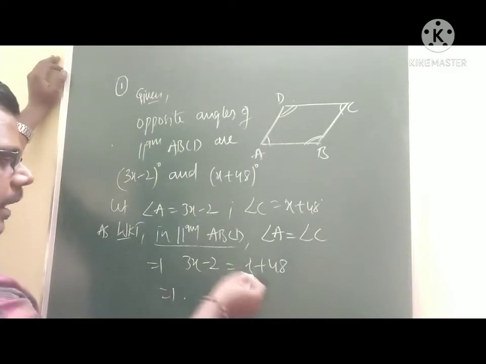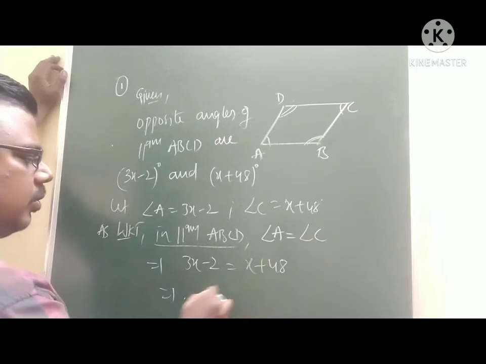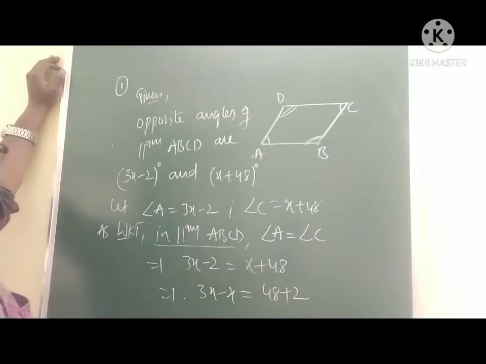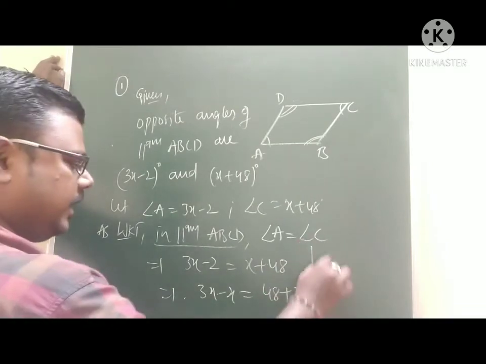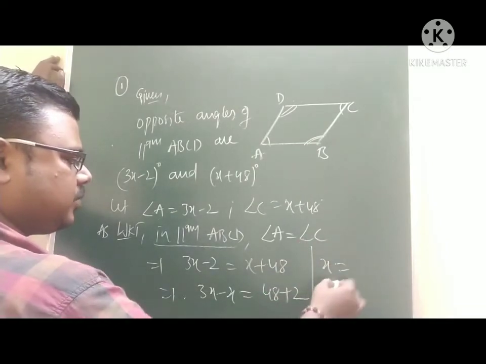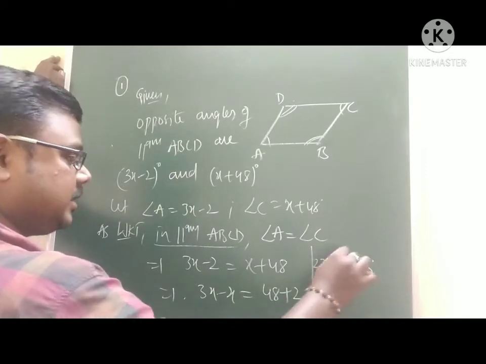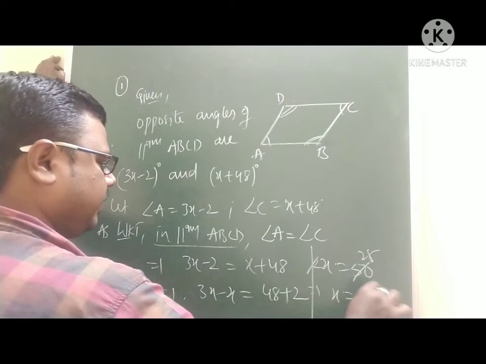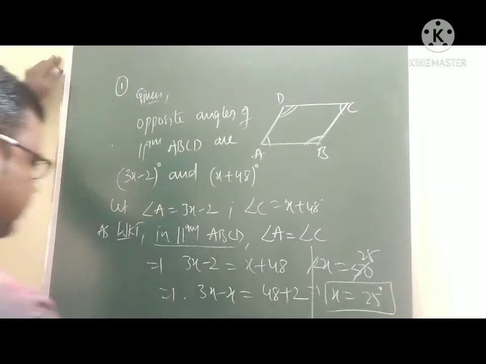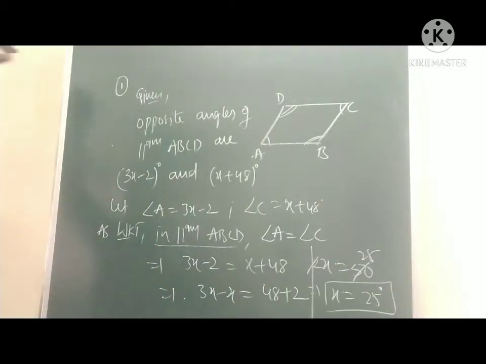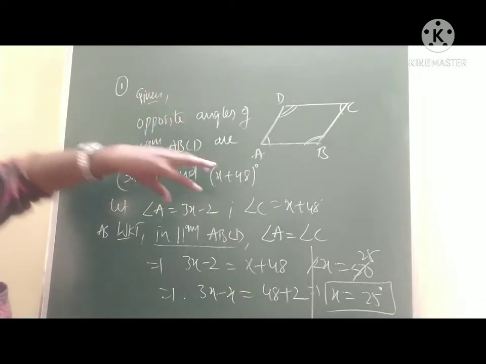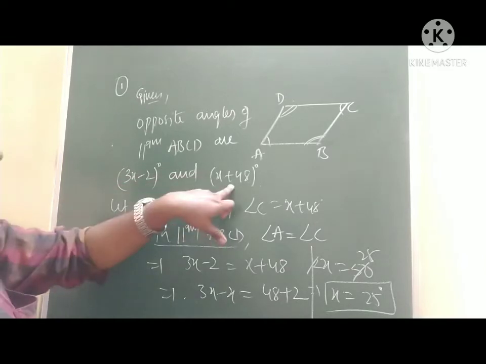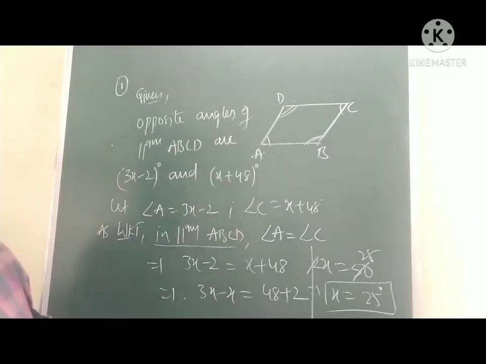Now I will transpose the like terms to one side. So 3x minus x is equal to 48 plus 2. So you will get 2x is equal to 50 degrees, and x is obviously equal to 25. So x is equal to 25 degrees. As the measure of x we got 25, now we are going to substitute in this and in this, so we'll get angle A and angle C.